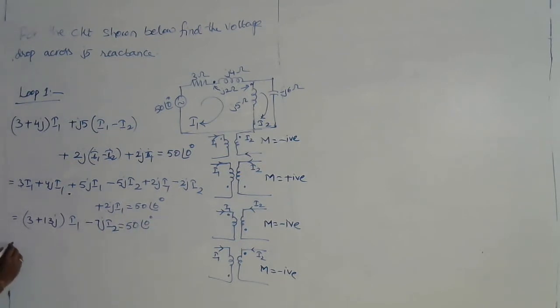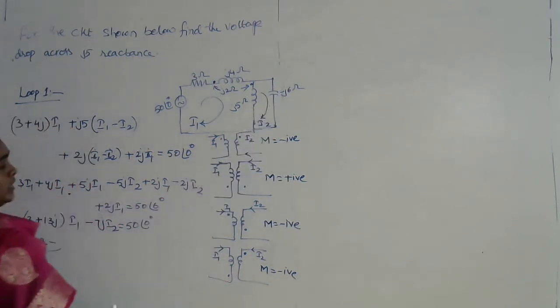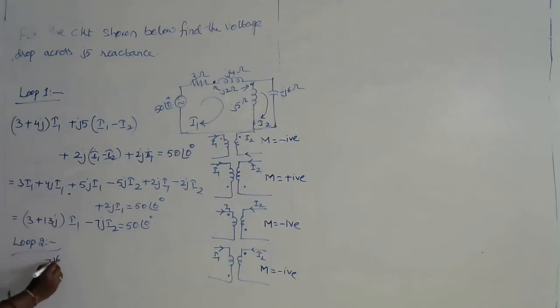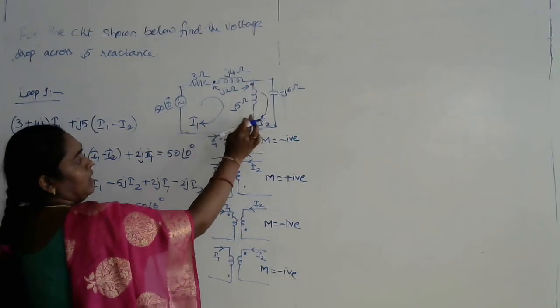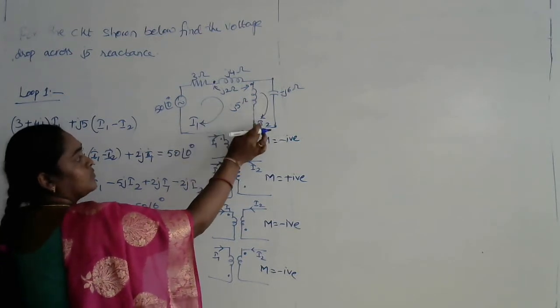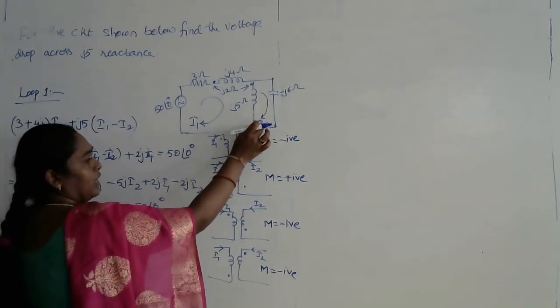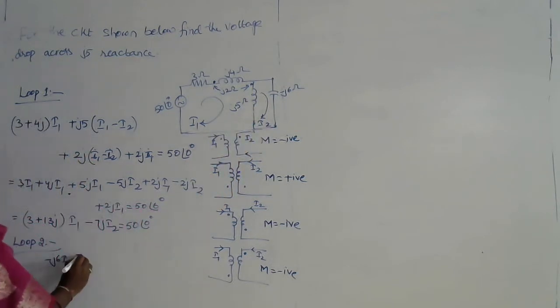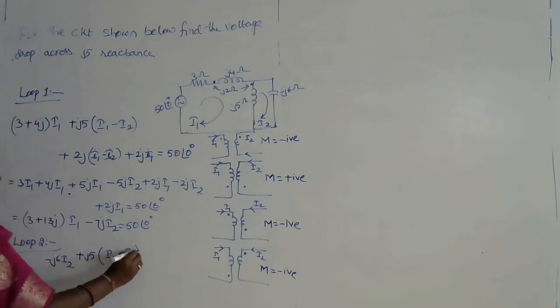Similarly, we need to write down the loop equation, the KVL equation for loop 2. In case of loop 2, the I2 current flowing is only in the j6, that is minus j6 into I2. And here j5 is in between I2 and I1. As we are writing the loop equation for the second loop, it is plus j5 into I2 minus I1, since both the currents are in the opposite direction.